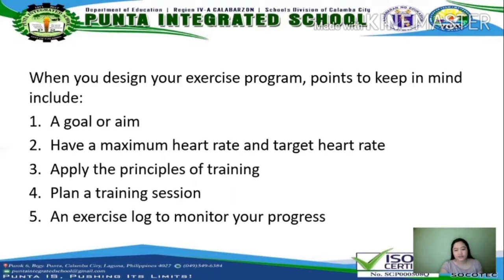What are the principles of training? The principles of training are the rules when you are doing the exercise. And the fourth one, plan a training session. Are you going to do that exercise every day, once a week, twice a month? That is your training session. And the last one is an exercise log to monitor your progress. You must track the changes in your body while doing that exercise.